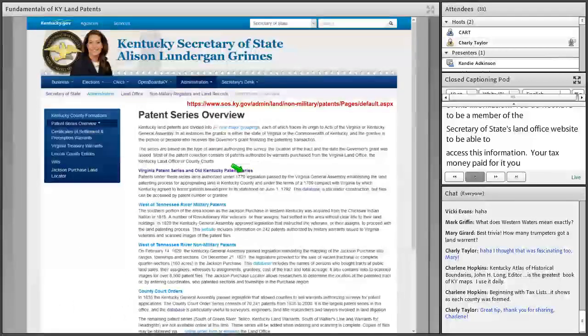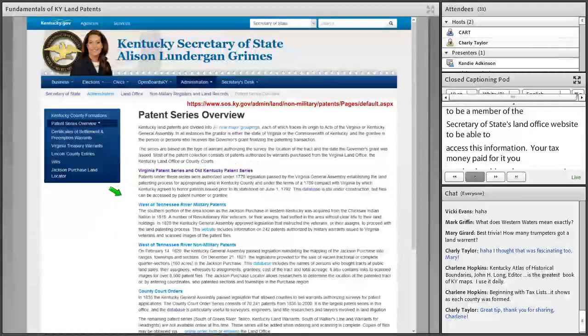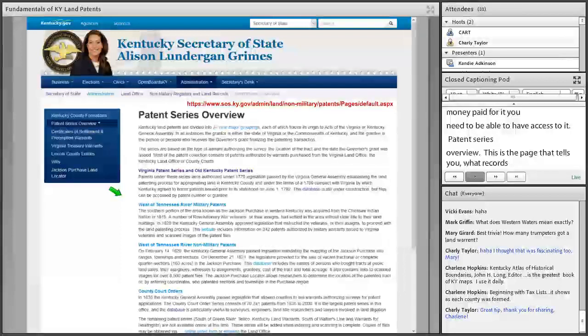Patent series over. Oh dear, we've got to hurry up and get that blue thing out of the way here, don't we? This is the page that tells you what records have been scanned and are available online, either in whole or in part. The Virginia Patent Series and Old Kentucky Patent Series are going to be the very earliest land patent series that we have. All images are available. Secretary of State John Y. Brown III looked at the black and white images.